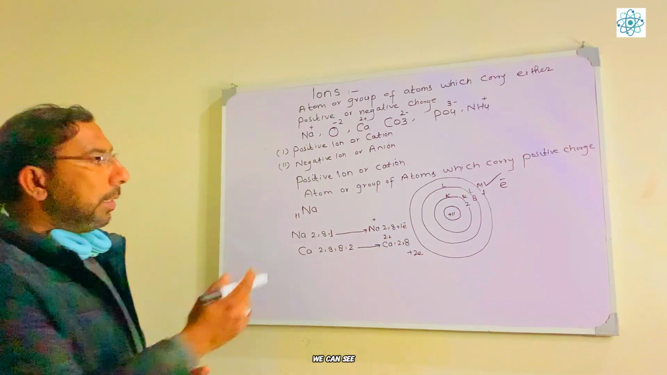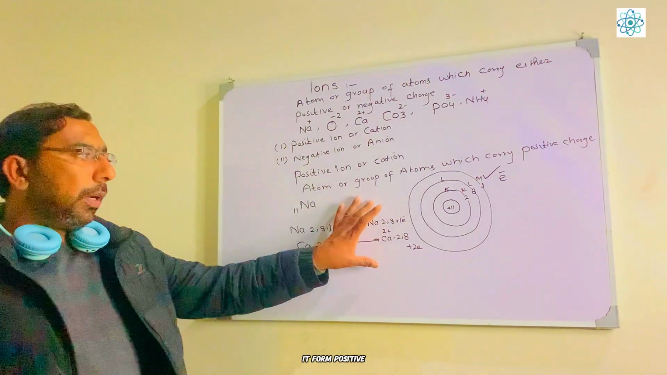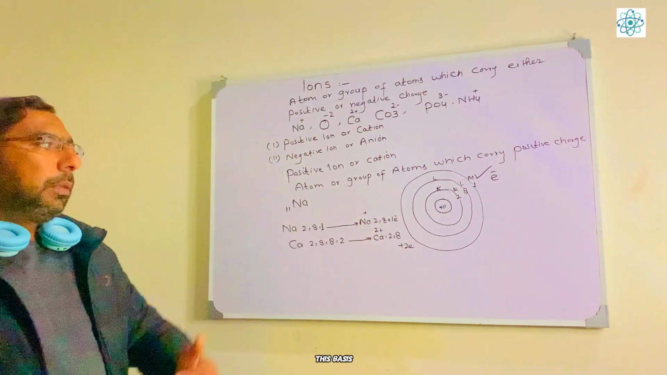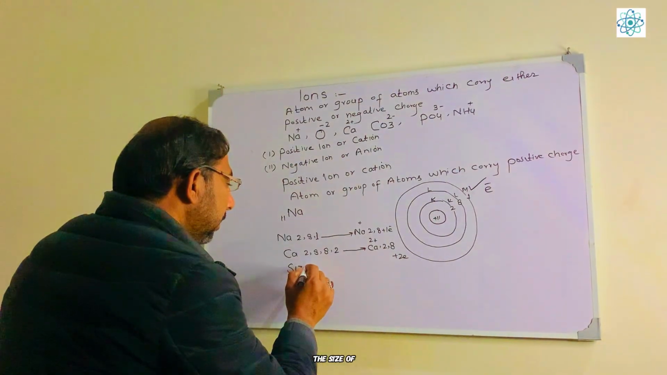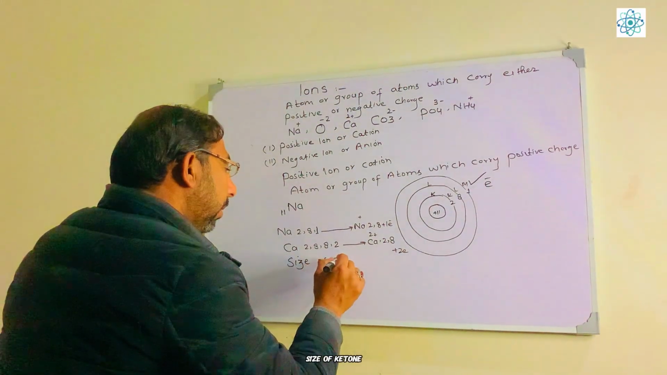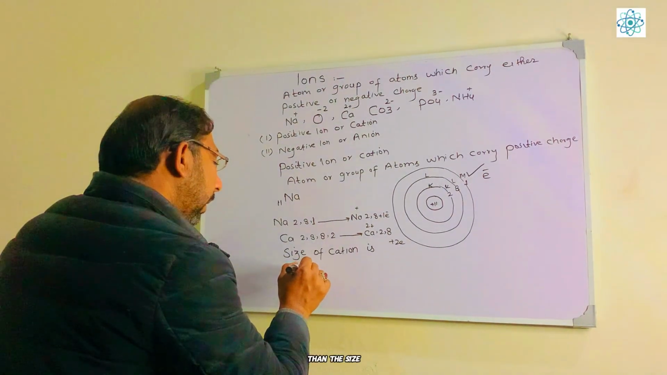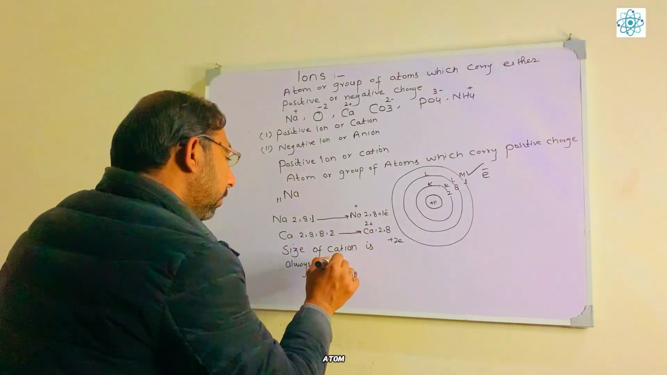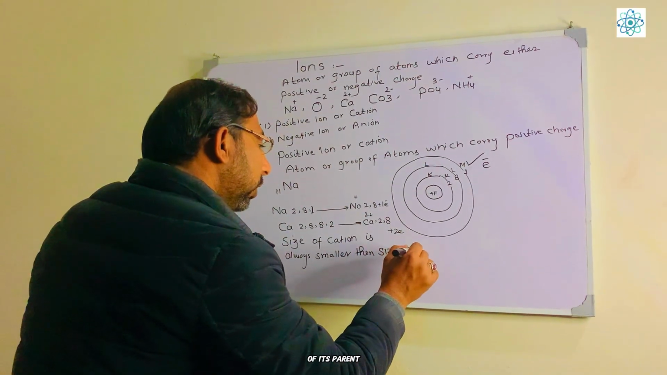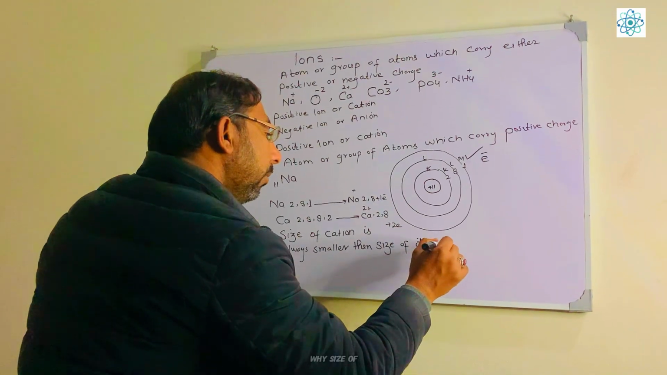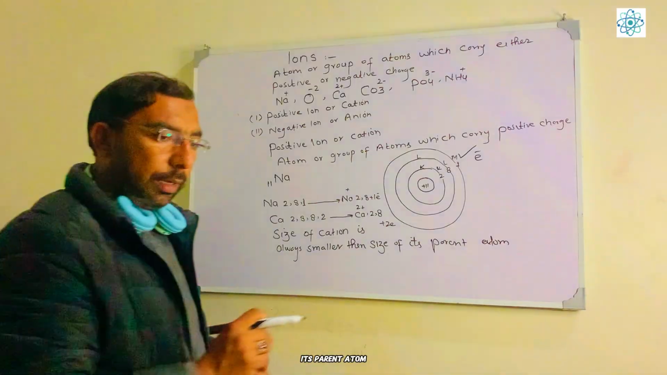Now we can see that when an atom loses electrons, it forms a positive ion, and we can also explain on this basis that the size of a cation is smaller than the size of its parent atom. The size of a cation is always smaller than the size of its parent atom. Why is the size of a cation smaller than the size of its parent atom?